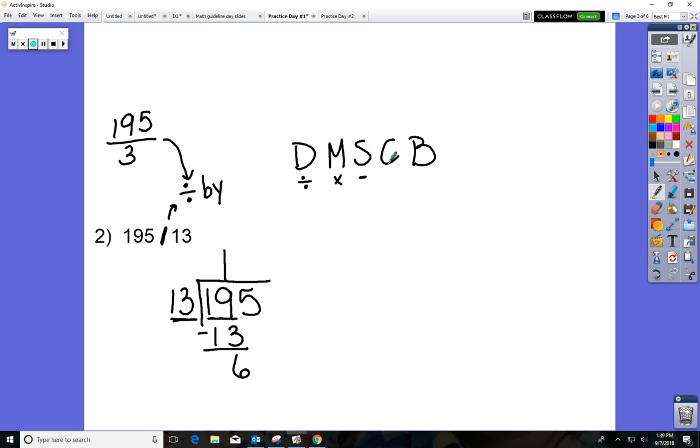At this point, the C stands for check. What you're going to check is if the number that you have subtracted before bringing anything down is less than your divisor. It should not be the same as or higher. If it is 13 or higher when you subtract, that means that the number you've put up top is too low and you need to go higher. But 6 is less than 13, so that means we're good to move on.